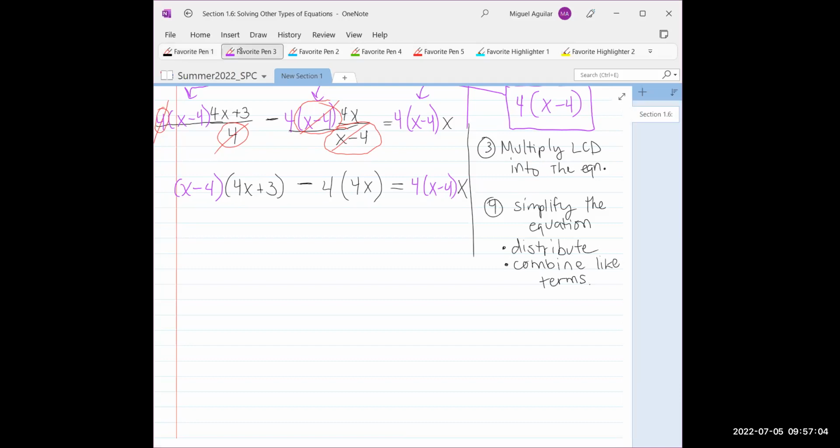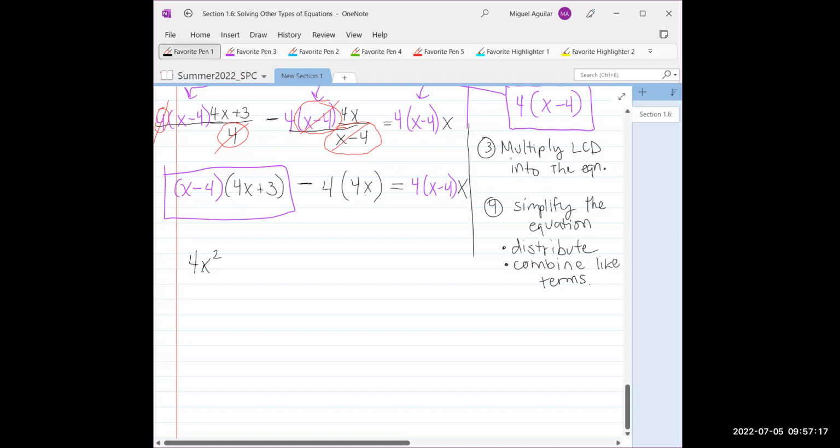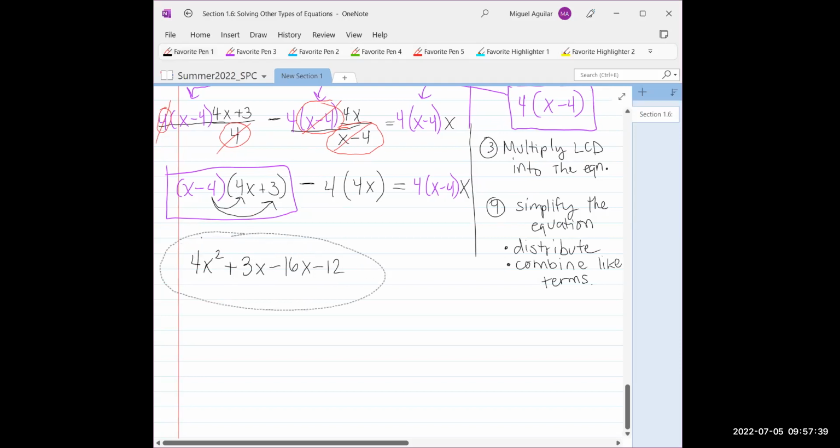So if I'm looking at the first set of terms, if I were to distribute that out, I would get x times 4x is 4x squared. Are you guys okay with that? Yes. And then x times positive 3 would be plus 3x. -4 times 4x would be -16x. And then -4 times 3 would be -12. Are you guys all right? Yes. All we did was multiply it out.